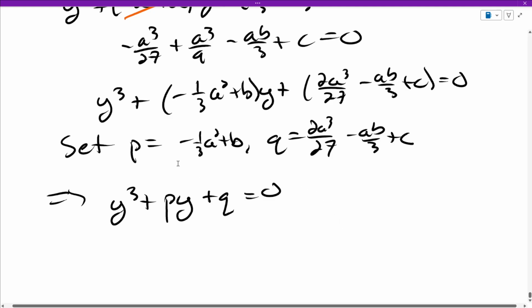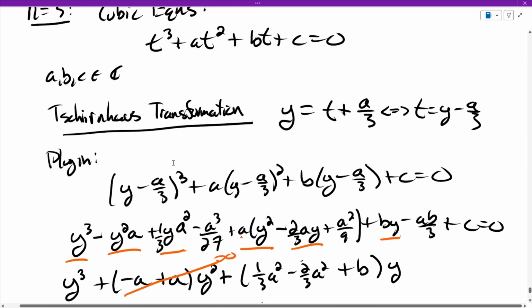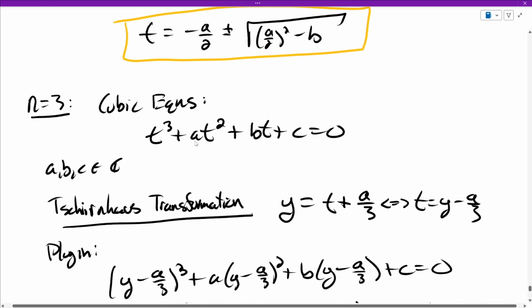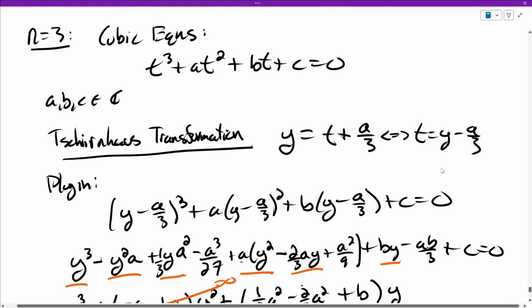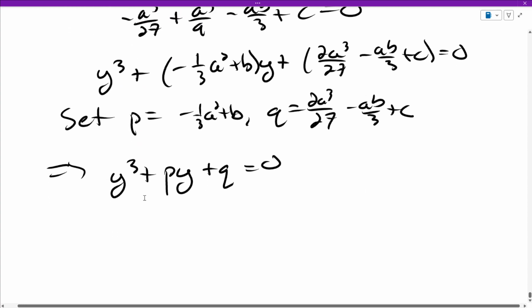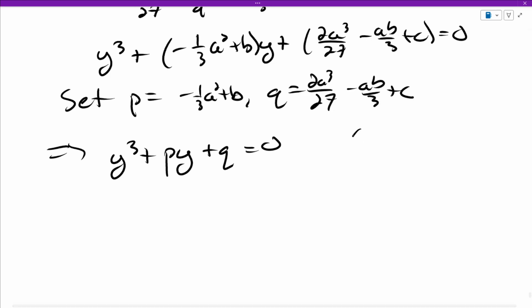What actually happened? We had our cubic with a quadratic term. We did this Tschirnhaus transformation. Notice if we have a solution to the y equation, we can get a solution to the t equation with this formula. Very simple. We did the Tschirnhaus transformation, and the quadratic term is now gone.